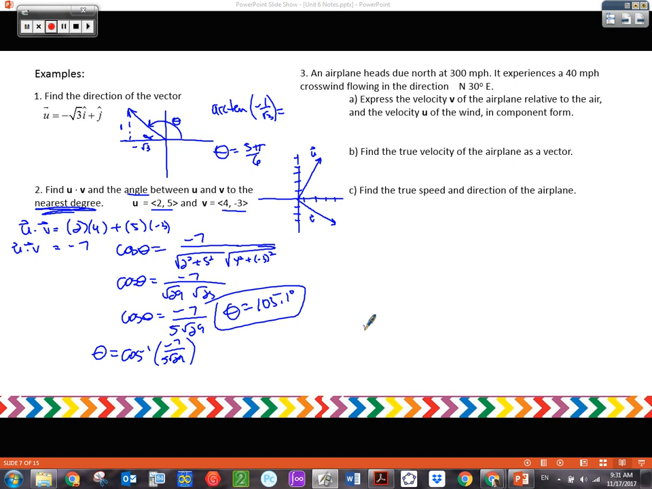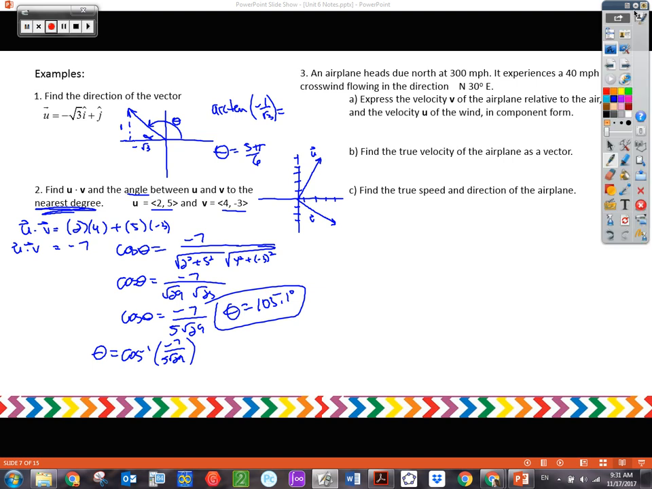Okay, the last problem we're going to work on together today is an application problem. We have an airplane heading due north at 300 miles per hour. It experiences a 40 mile per hour crosswind flowing in the direction north 30 degrees east. That's our scenario. They want us to express the velocity v of the airplane relative to the air and the velocity u of the wind in component form. So what they're asking us to do is to draw those vectors and write those vectors in component form. That's the first thing they're asking us to do. Okay, so let's do that.